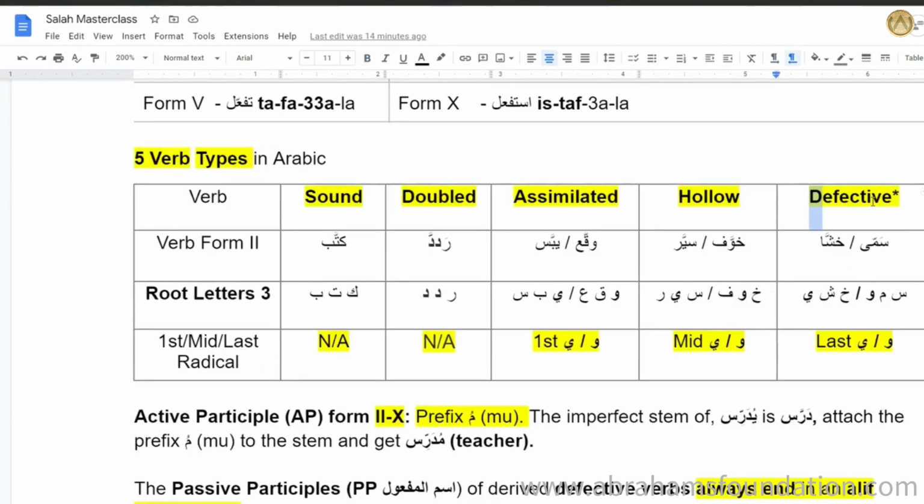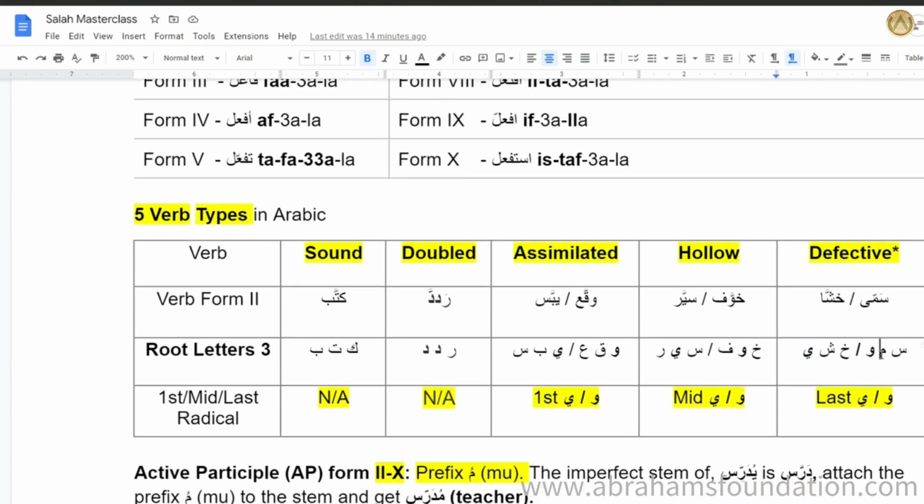And now we're at the last one, the defective. The defective is the same thing, but it's the last letter that is a waw or a ya. The only difference here is that they don't disappear. Here, it could disappear depending on the verb. So here, the middle disappears, hollow, right? That's what it means. The middle is hollow.